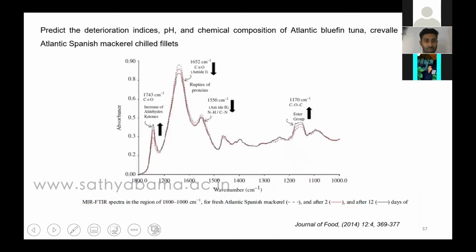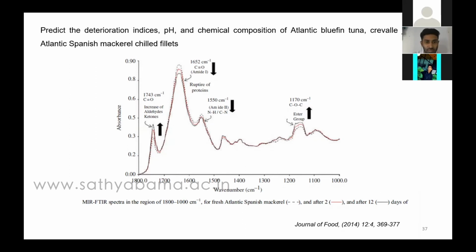Yeah, so this is another study that I've taken from this Journal of Food. They have taken the chemical composition of Atlantic bluefin tuna and Atlantic Spanish mackerel. They wanted to check when the proteins rupture, so that will give you a time frame of when the fish is actually spoiled. So it's basically how to detect the freshness of the fish.